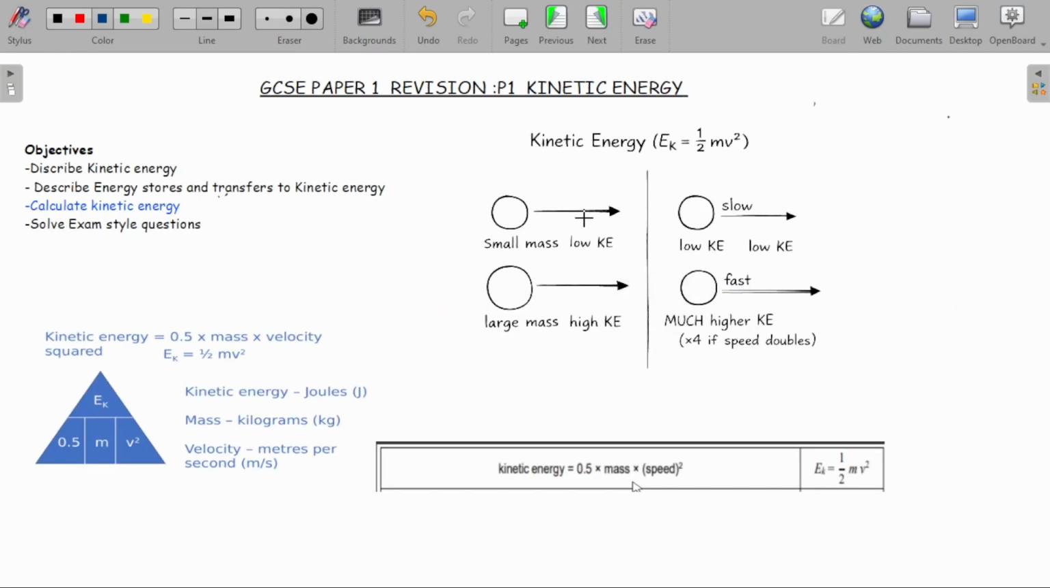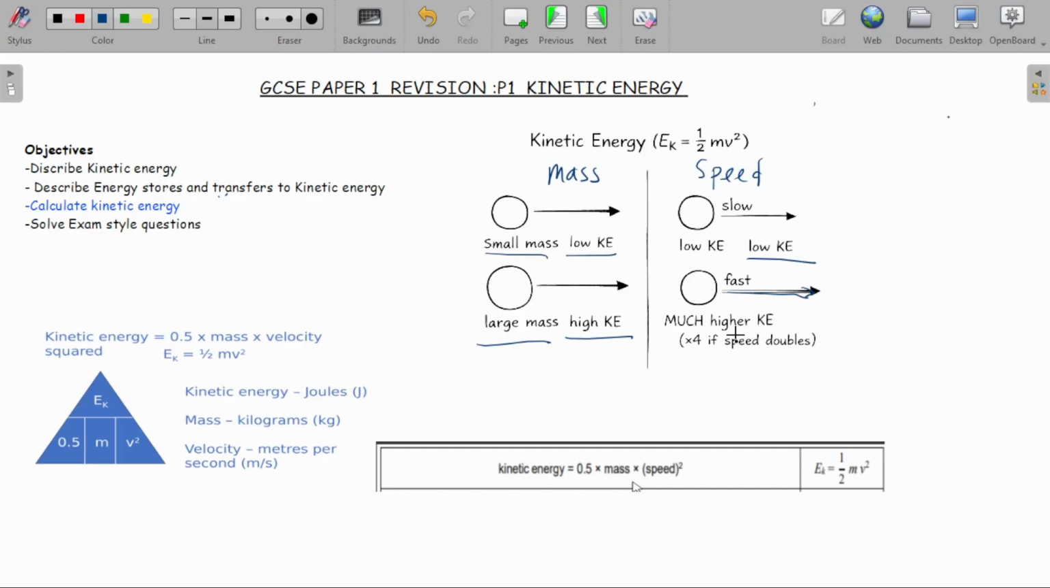Kinetic energy depends on the mass and the speed. So, if we have an object with a small mass, we're going to have a low kinetic energy. If it has a large mass, at the same speed, the kinetic energy is going to be higher. If we have an object that is moving slowly, it's going to have a low kinetic energy. If we have an object of the same mass that is moving at a faster speed, it's going to have a higher kinetic energy.